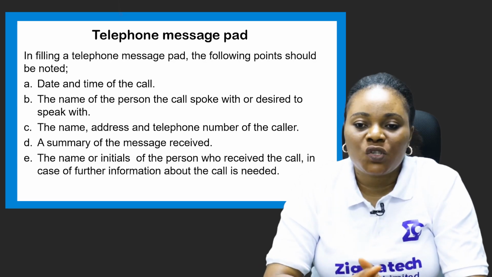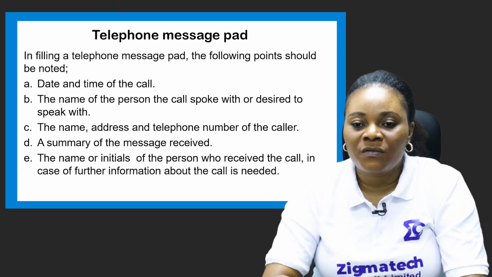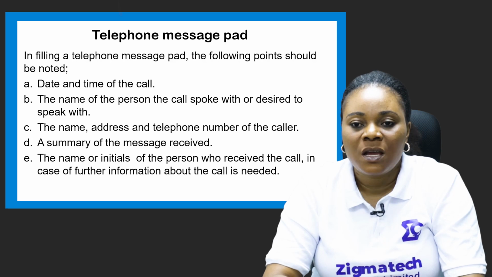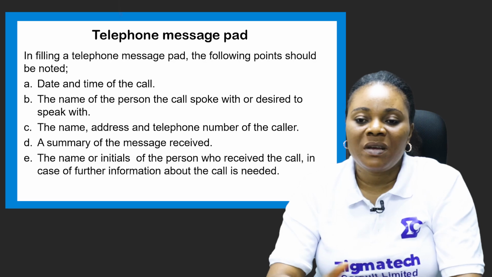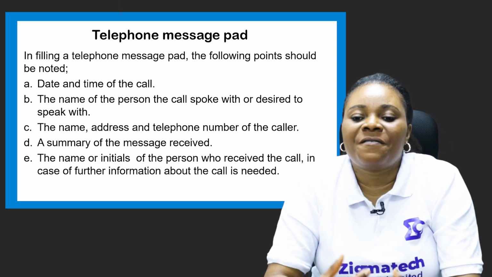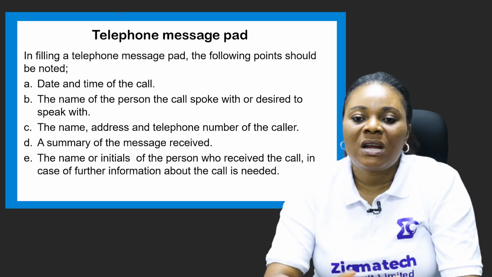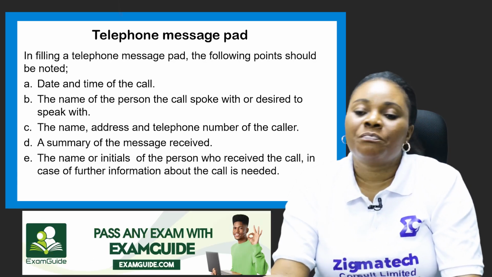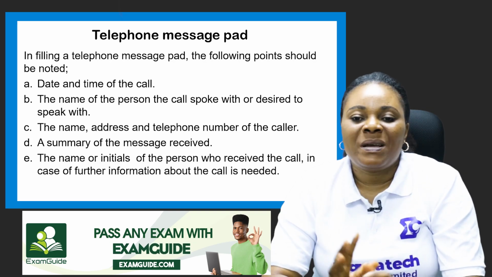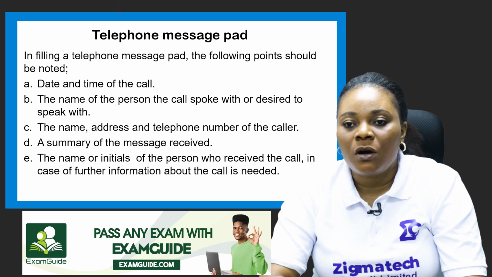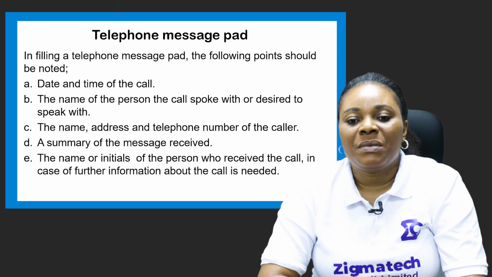Also, take down the summary of the message received, so that you don't forget. Put down the details, the contents of the message received. That's basically the information that has been passed out through the call, so that when the owner of the call comes in, once you present the telephone message pad without you even saying anything, the person gets a detail of the call that has been received on his or her behalf.